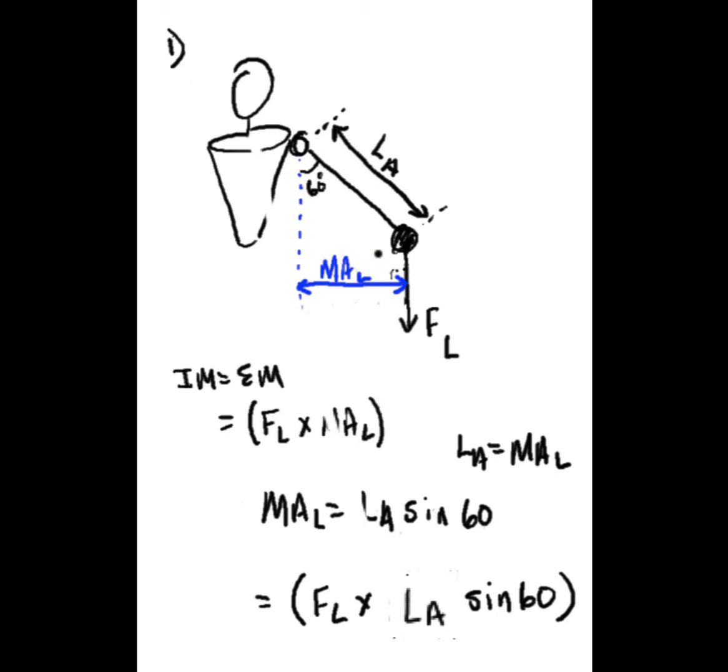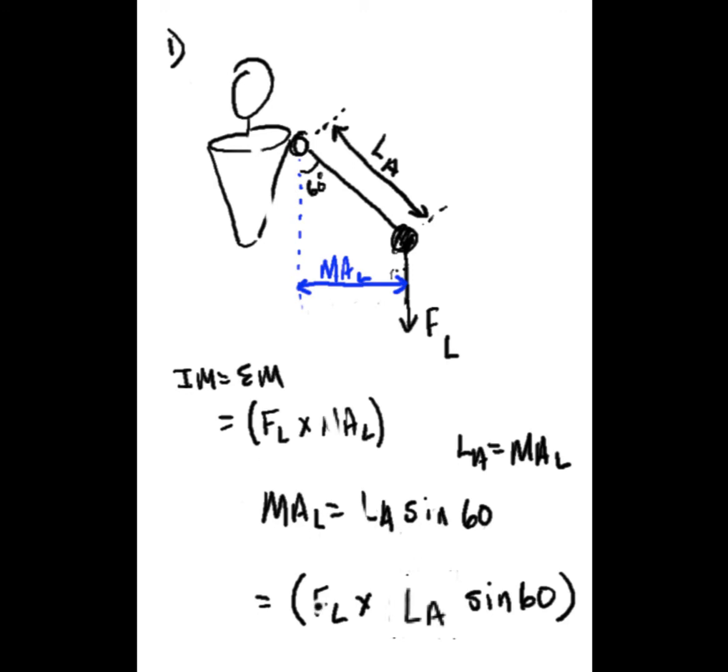Okay, but if we have to actually calculate that, how do we get this moment arm length? Well, we have the length of the arm, so we need to know the angle, 60 degrees. We can use our geometry, our trig, and calculate sine 60 times the length of the arm. That would give us the moment arm. We can see that here. Moment arm length equals length of the arm times sine 60.